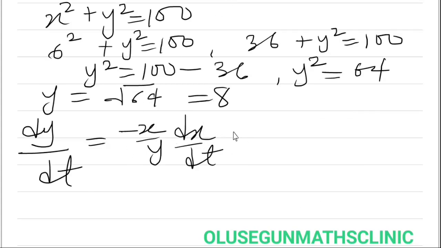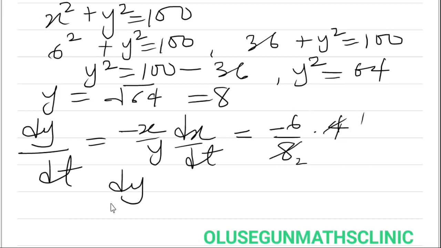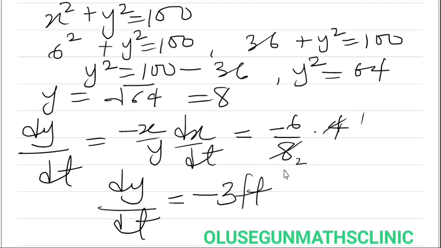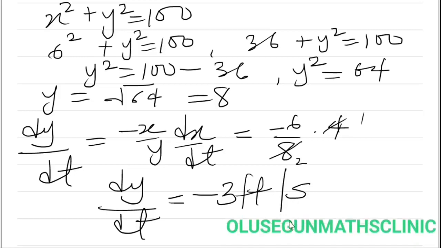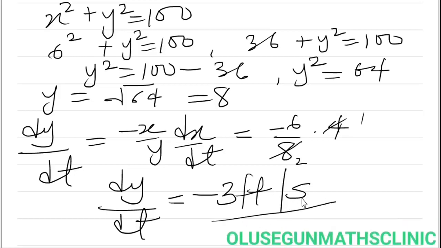So what is the value of our x? Minus 6 over 8 times 4. So here 1, here 2, 1, making 3. So therefore dy/dt is equal to minus 3 feet per second. So we have minus 3 feet per second.